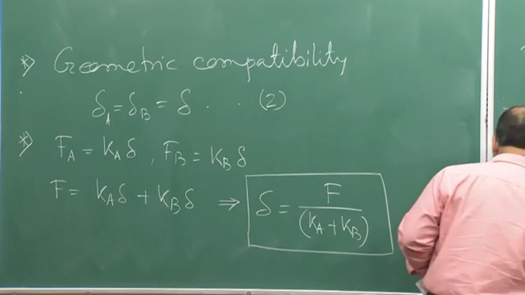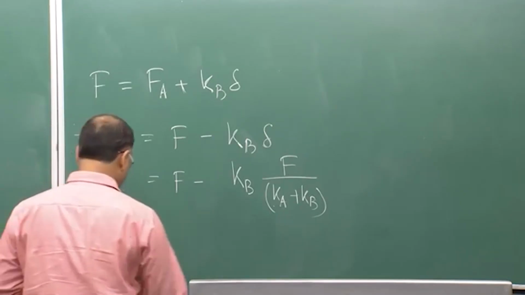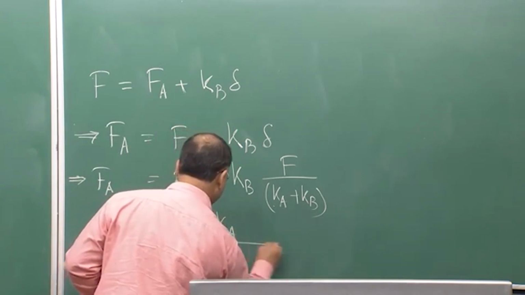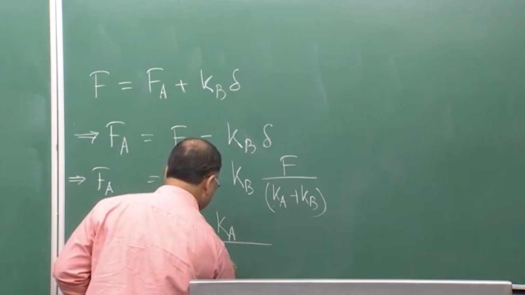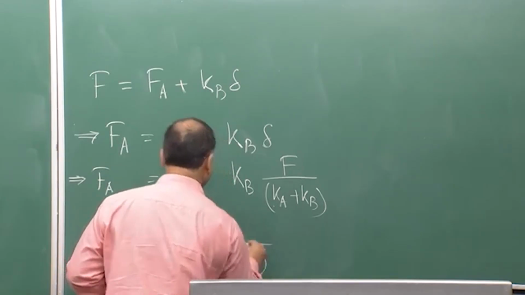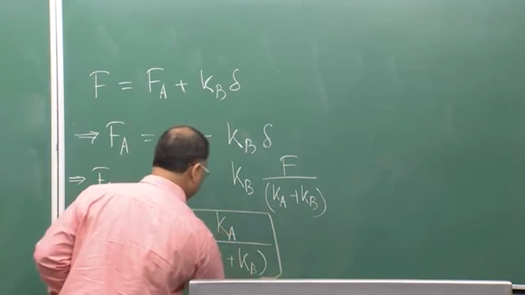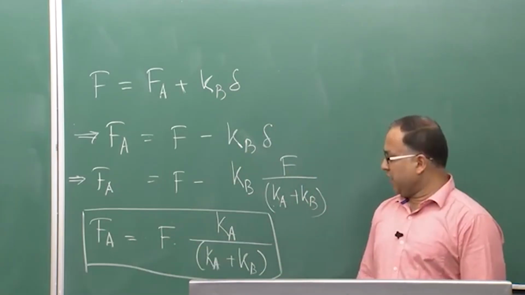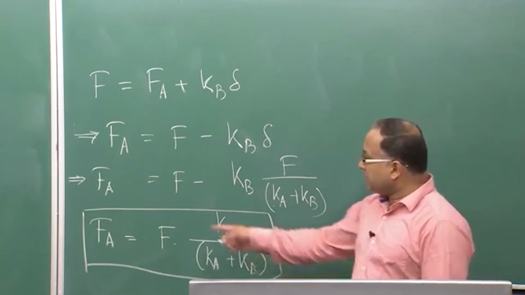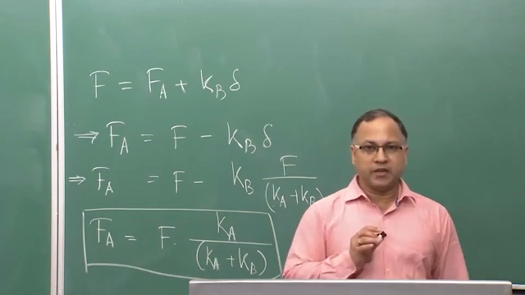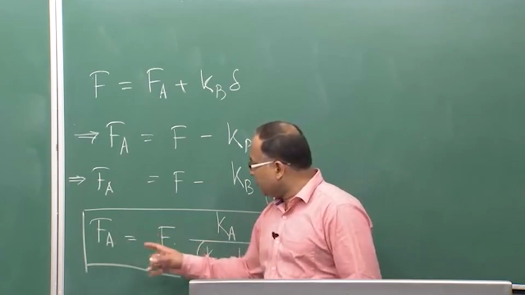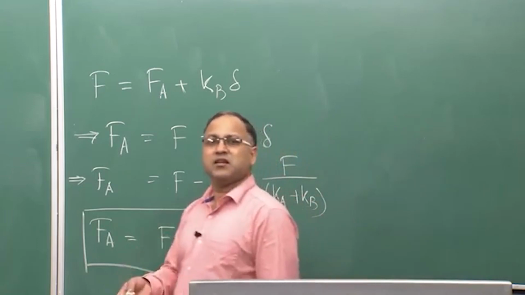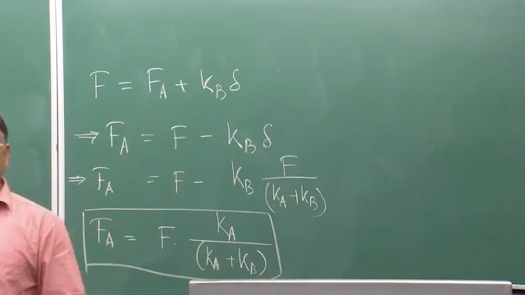So from which I can write F A equal to F into K A by K A plus K B. That means, if you are applying a force on top of the piston and you know the properties of the springs, this is the share taken by spring A. Similarly, F B can be calculated as F B equal to F into K B by K A plus K B, that you can check. So, that is the share taken by spring B. I hope you have understood the steps.